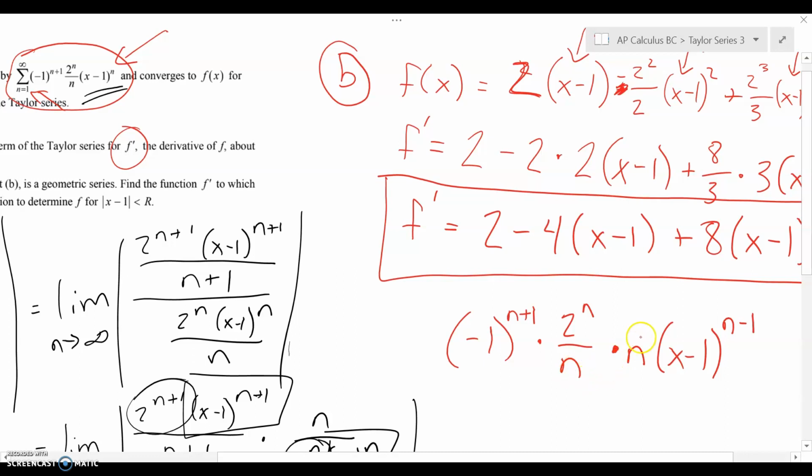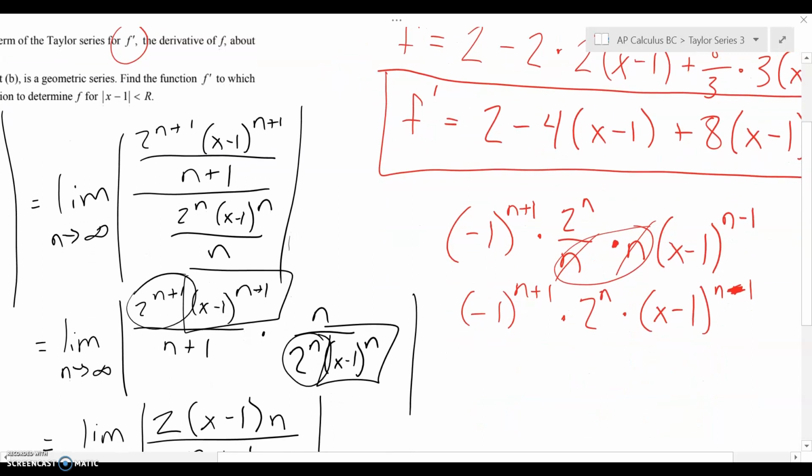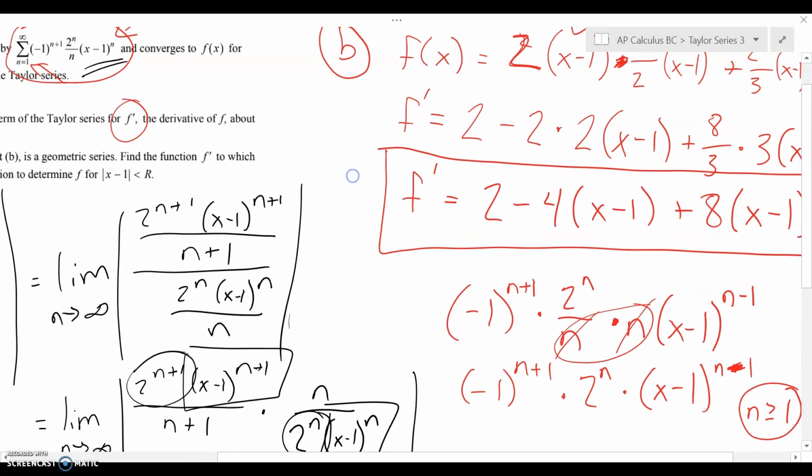The n's would cancel, so these two n's would knock each other out. And then what we're left with is negative 1 to the n plus 1 times 2 to the n times x minus 1 to the n minus 1 power. And this is true for all n greater than or equal to 1. So that holds up for all n greater than or equal to 1, and we know that because the first term, the n equals 1 term, actually generated or delivered a number.